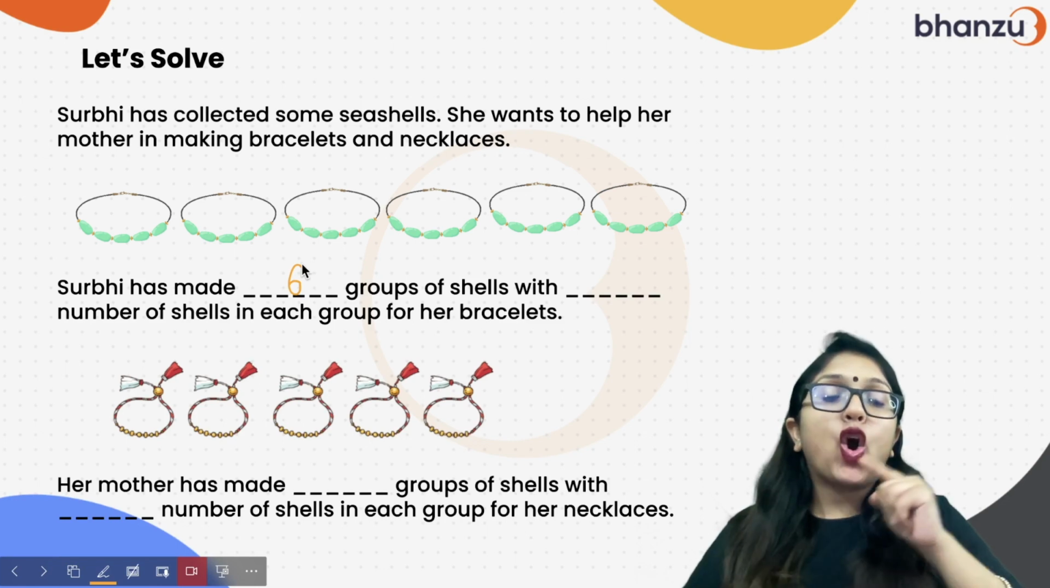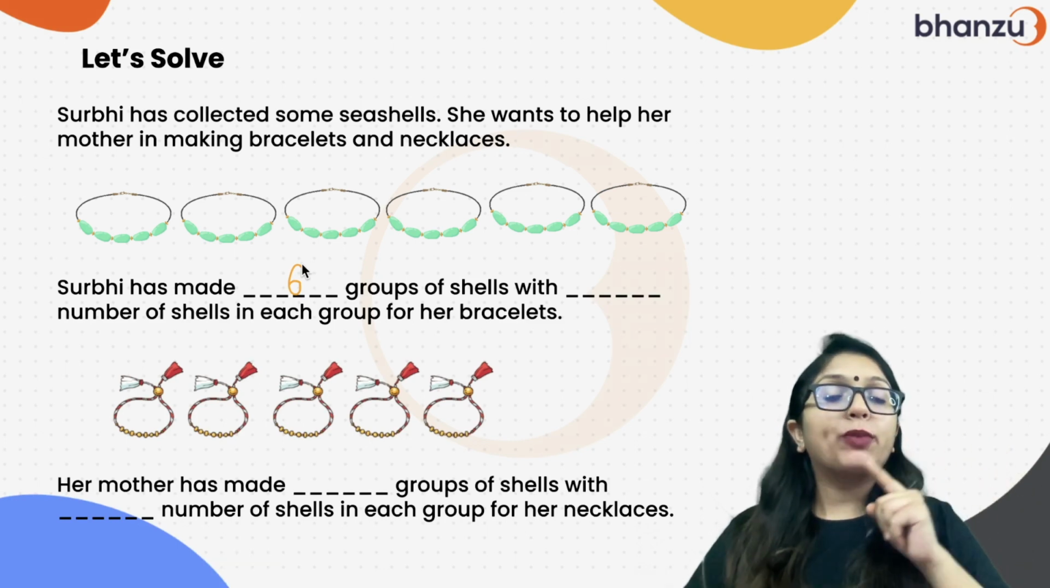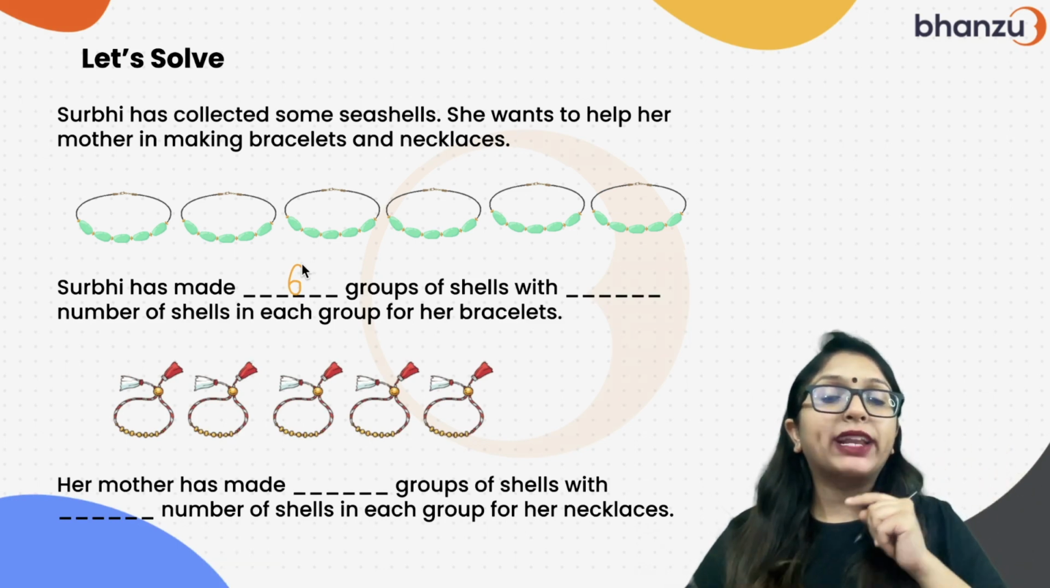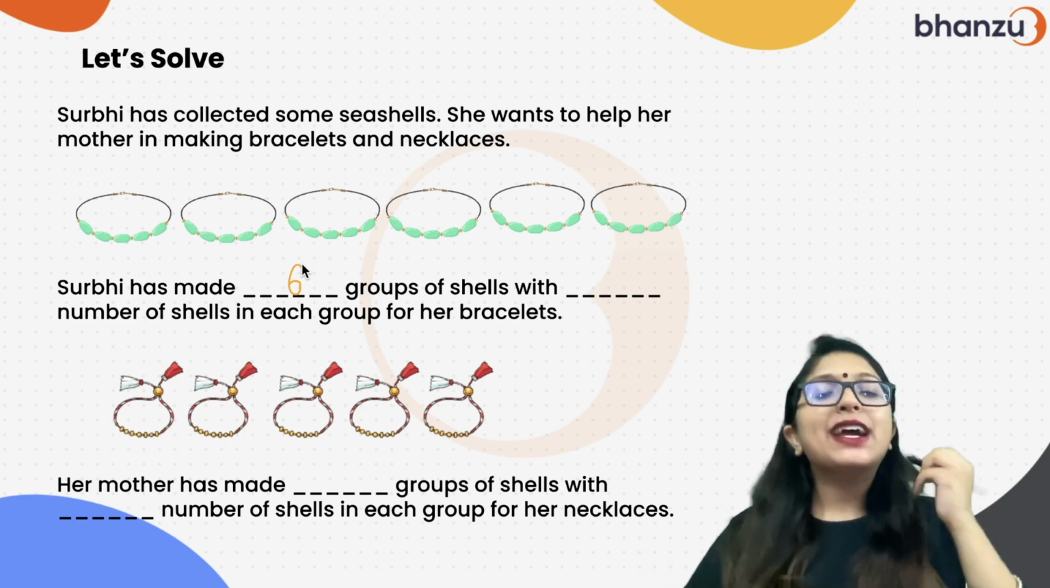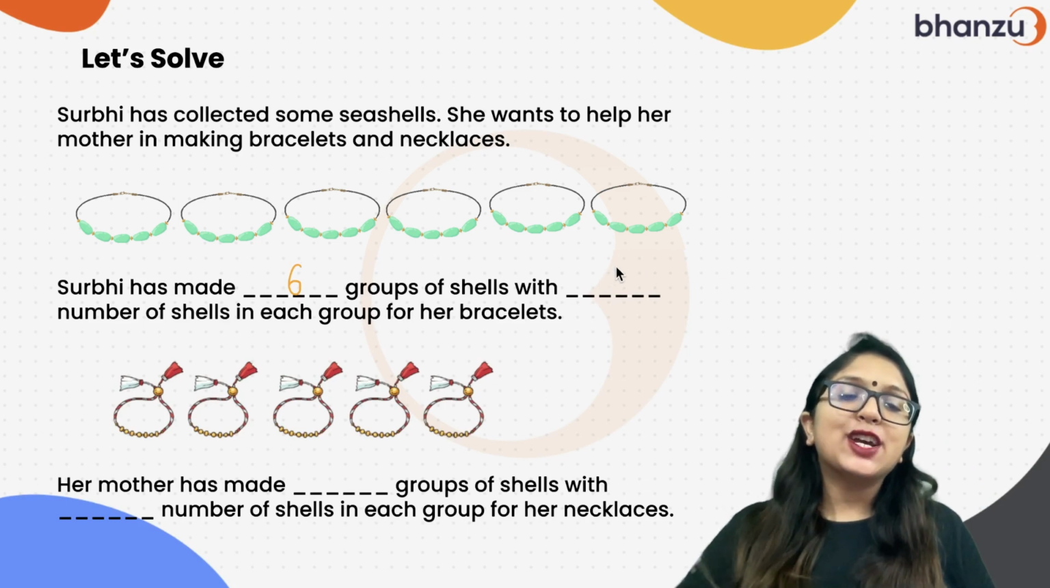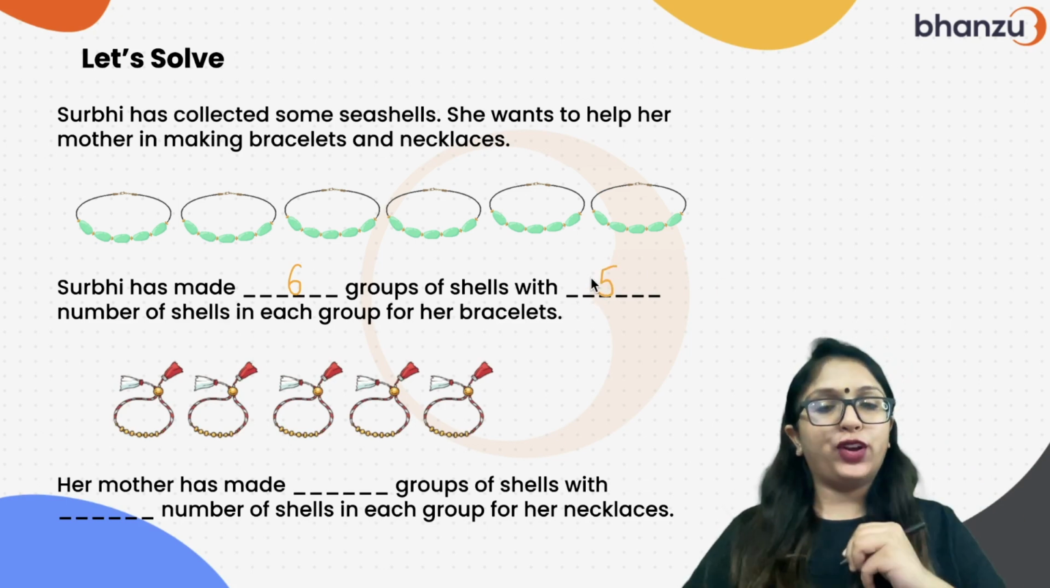And if we see all the bracelets, how many shells are there in each bracelet? Can you quickly count the shells? 1, 2, 3, 4, 5. I can see 5 shells. So I will write 5 over here.